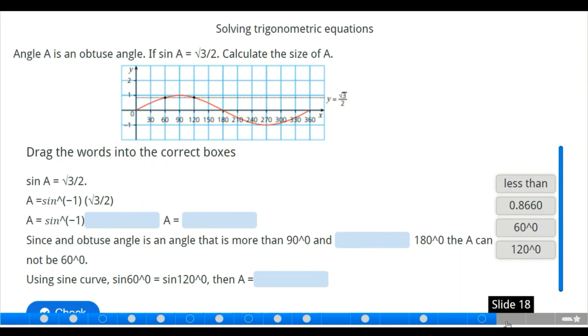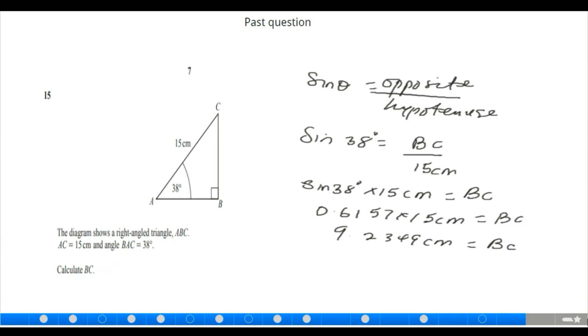Now let's look at the past questions that we have here. Let's solve them one after the other. Look at that triangle. It is a right angle triangle. The diagram shows a right angle triangle ABC. AC equals 15 centimeters and angle BAC is 38 degrees. Now we have to calculate BC. So this is what we are calculating.